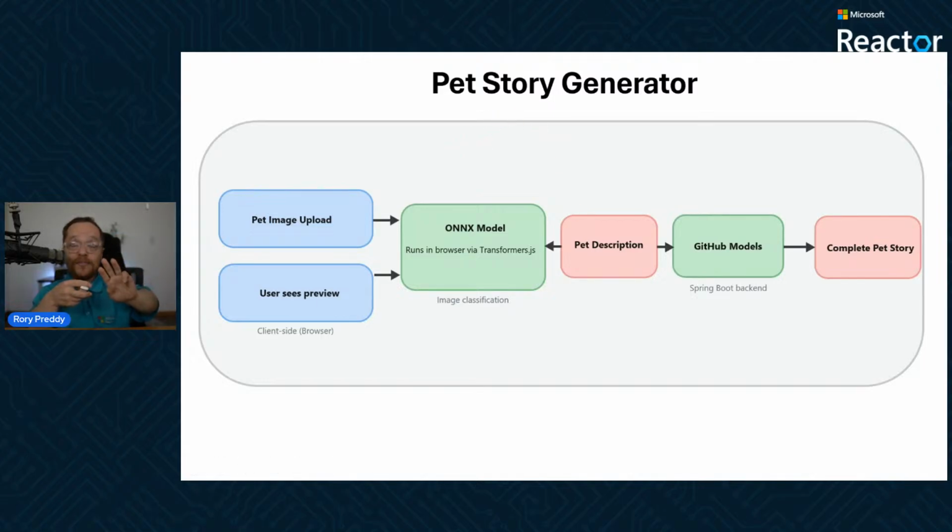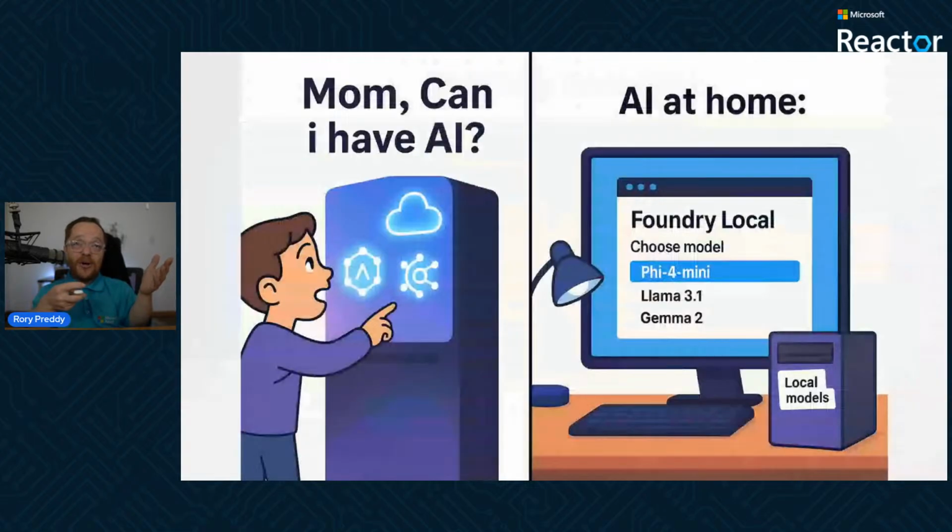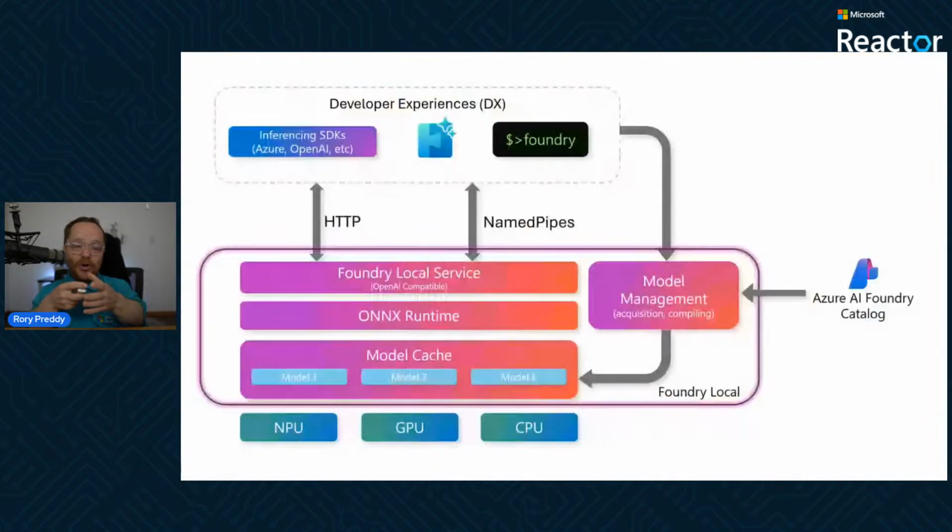We have 3 apps. Next, Rory, you said, on the front end, that's great. But what about the back end? Mom, can I have AI? AI at home? Foundry Local. Now, Foundry Local is actually part of an incredible platform that we have. It runs using the ONNX runtimes. So it basically says Mac, Linux, Windows, we have a model for you that you're going to pull from the AI Foundry catalog. There's the model management, and it can run on NPU, GPU, or CPU.